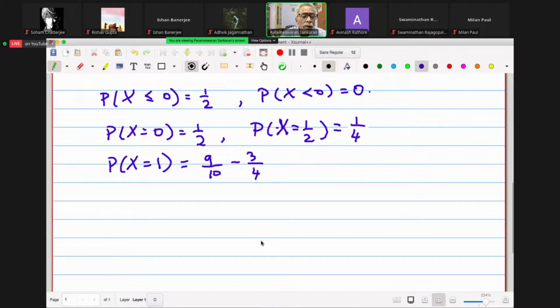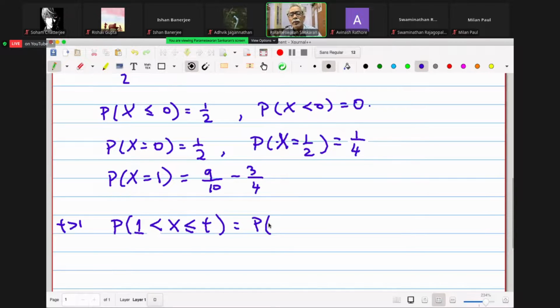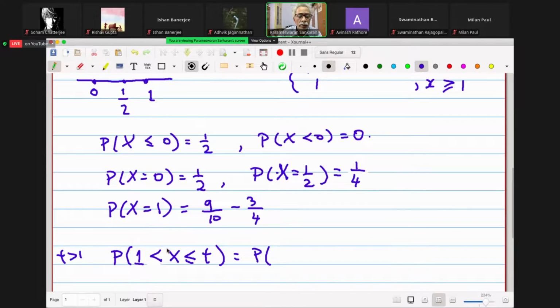Let me say what happens. Probability of 1 less than or equal to x less than or equal to t, where t is bigger than 1, and we'll assume t is less than 1001 by 1000. So this is equal to the probability of t, of course, minus the probability of 1.